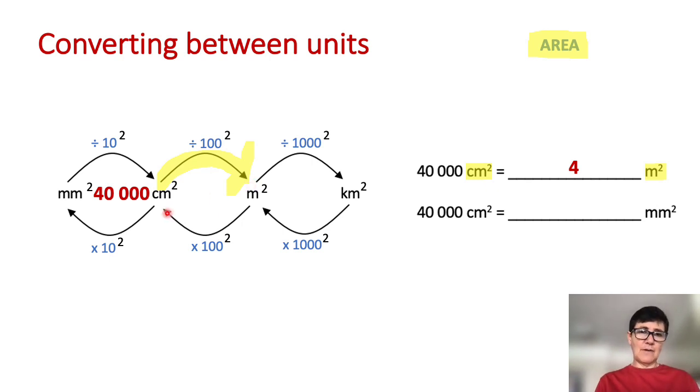So if I'm going to turn 40,000 centimetres squared into millimetres squared, I'm going to follow that arrow. And I'm going to times it by 10 to the power of 2, or times it by 10 twice, and I'm going to get 4 million millimetres squared. So I'm using the same jumpy story, but because it's squared, I've got squares on everything.